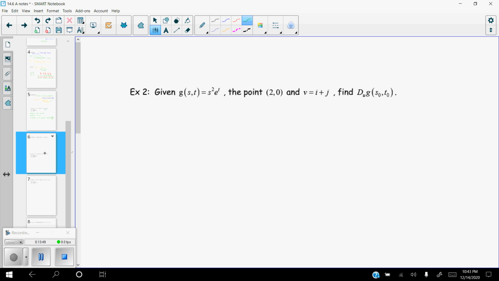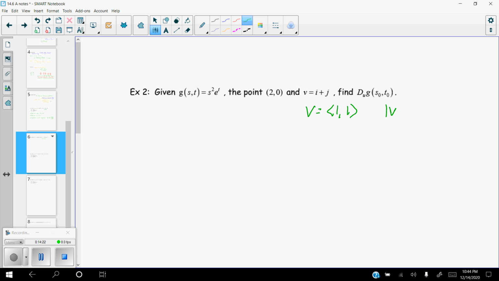All right, so we're given in number 2, g of s,t equals s squared e to the t. The point we're given is 2, 0, and we are given the vector i plus j that we want this thing to be in the direction of. The problem is i plus j is not a unit vector. Okay, so we have to start off with the fact that the vector is the vector 1, 1. We want it to be a unit vector. So in order to make a vector a unit vector, we need to divide it by its magnitude.